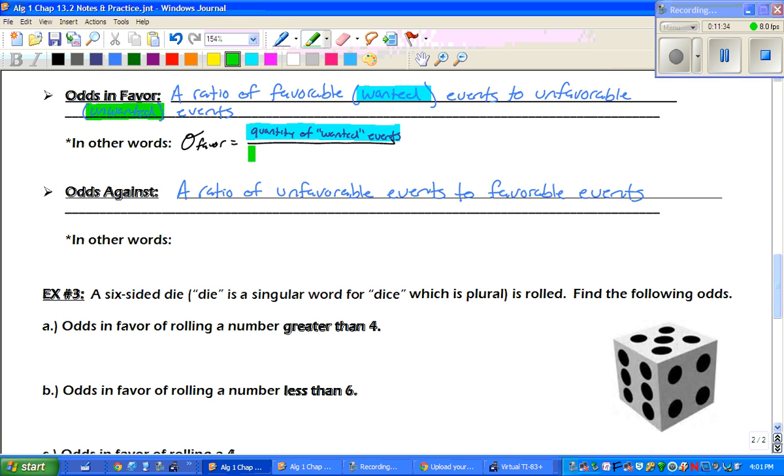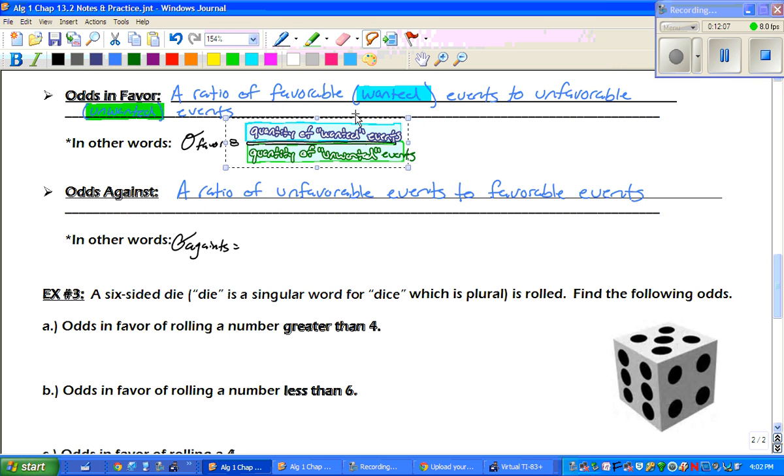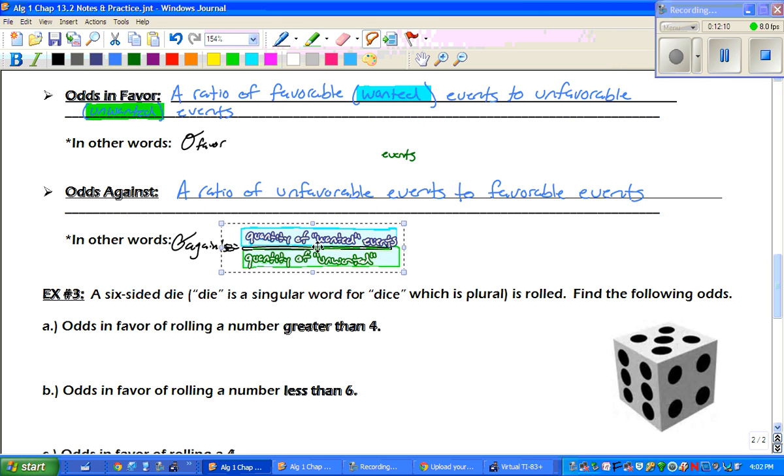Okay, so those always go on the top. And then on the bottom, we would put the quantity of unwanted events. Okay, so of your wanted over your unwanted. Okay, and now the opposite of that would be odds against. It's going to be the exact opposite. Okay, we can just take this down here.